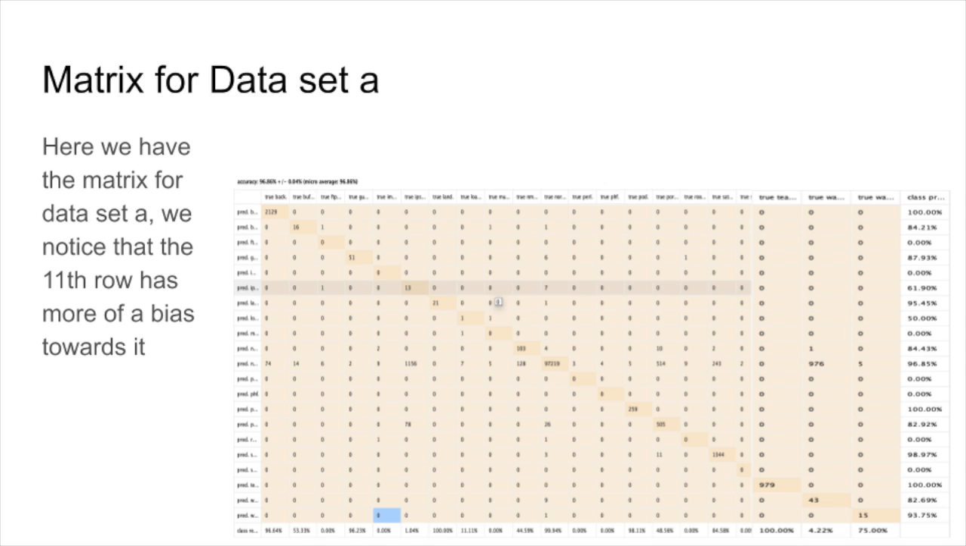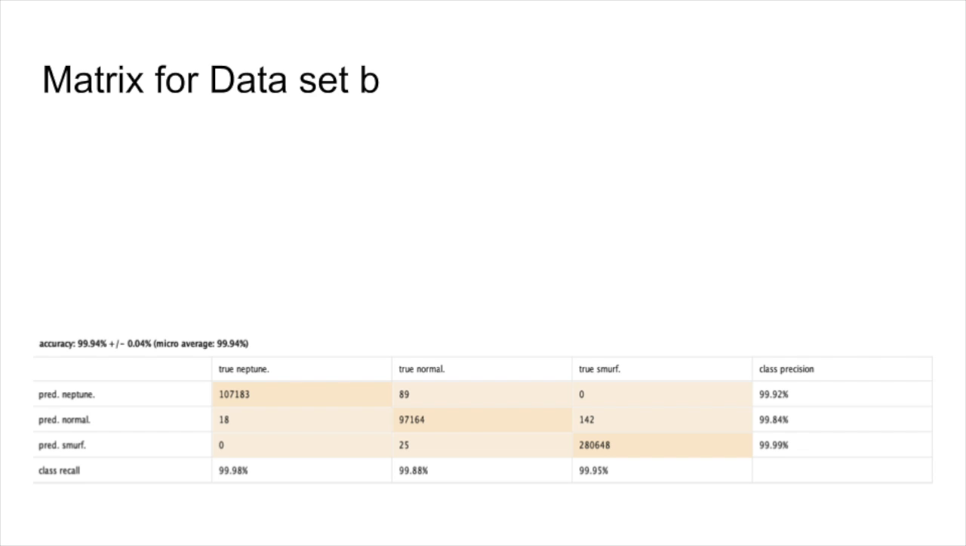So here we're using the bagging ensemble. And if you look at the matrix table, you'll see that the 11th row has a clear bias towards it. Now, we're not sure why this is happening, but if we were able to clean up our data a little more and look into the specific rows, I'm pretty sure we can figure out why. So here we are also using the bagging ensemble, but this time with our DARPA set B. You'll see that we have a 99.94% accuracy, and you'll see that we still get some inconsistencies with the predictions, but it's way better than the first data set.